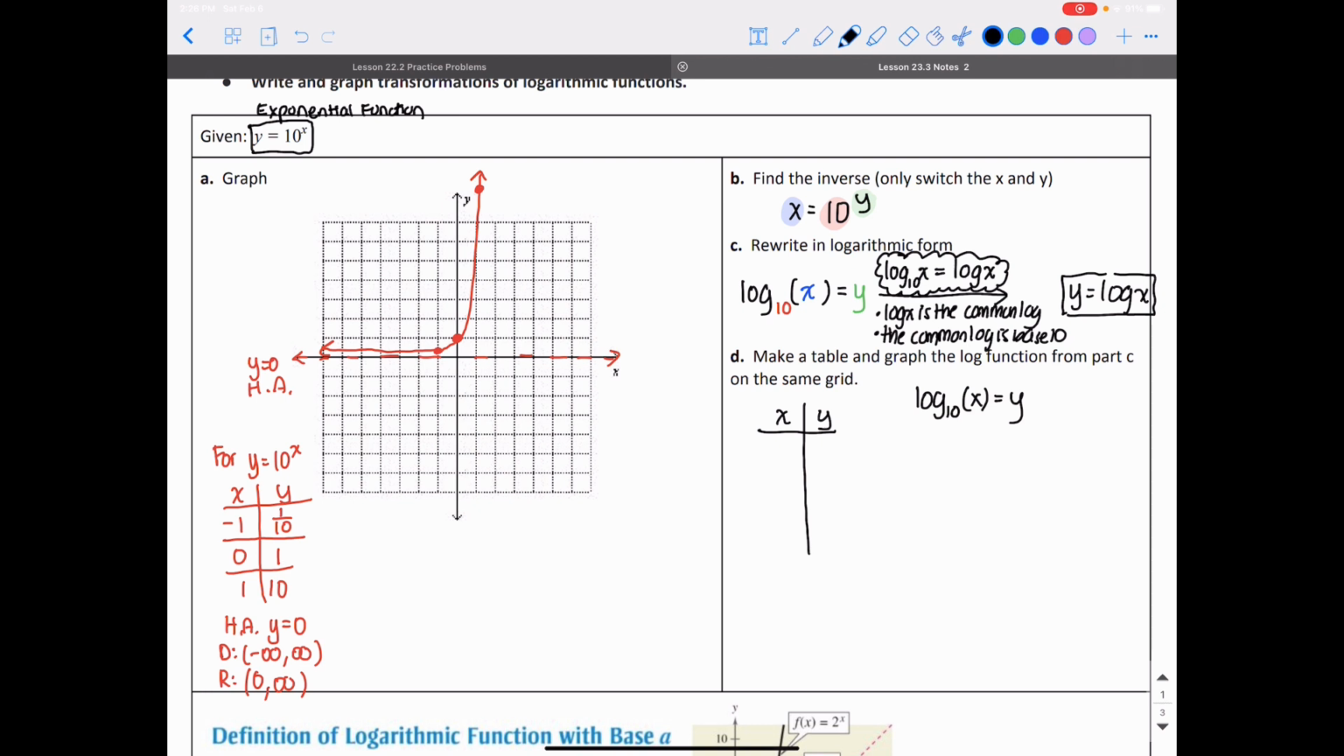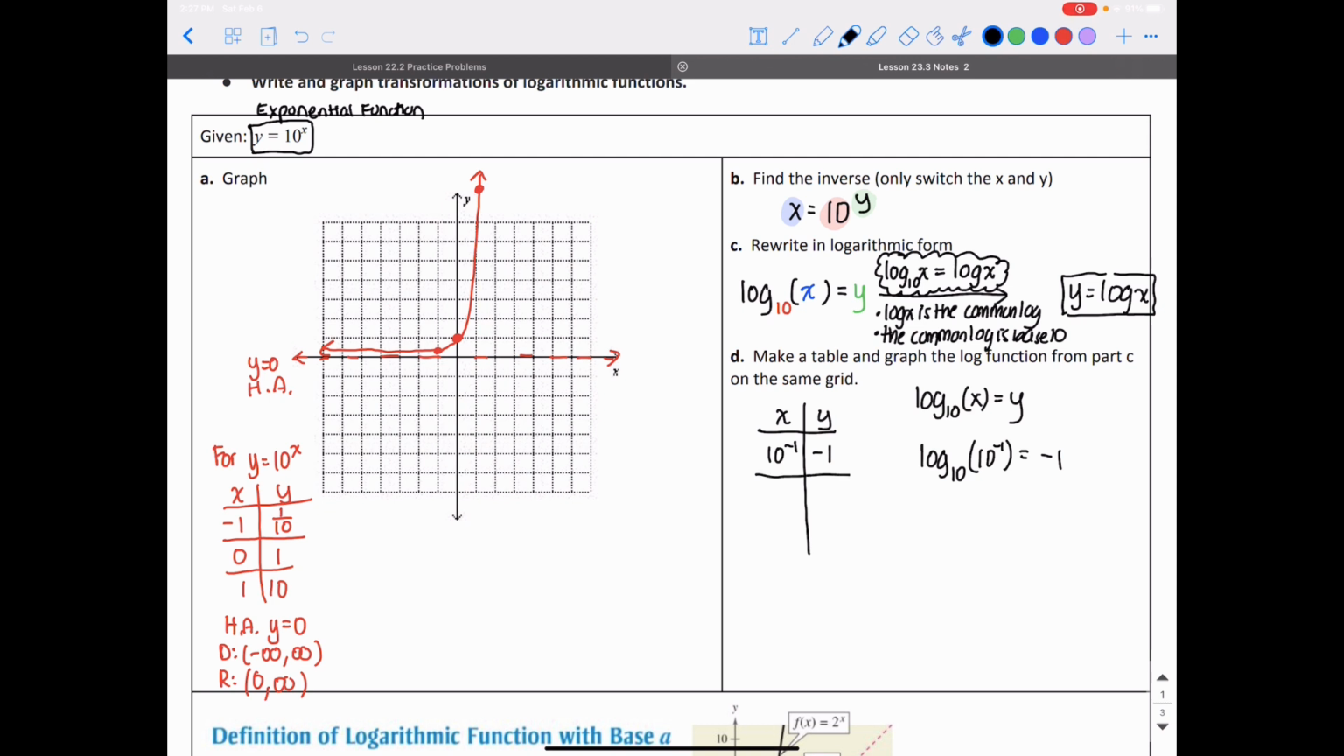So if I plug in, let's say, 10 to the negative first power, I'm going to have log base 10 of 10 to the negative first power is equal to what? And what this is really asking me is, what do I have to raise 10 to, to get 10 to the negative first power? And that is negative 1. So I'm going to put negative 1 for y. That's my y value. That's my exponent.